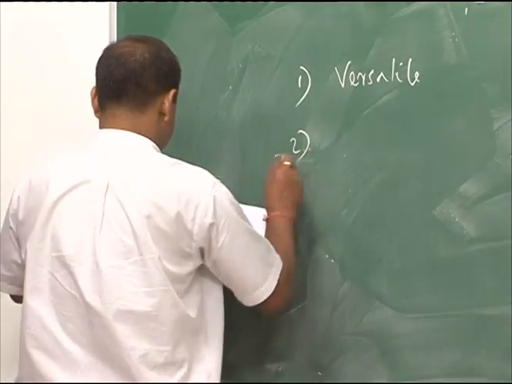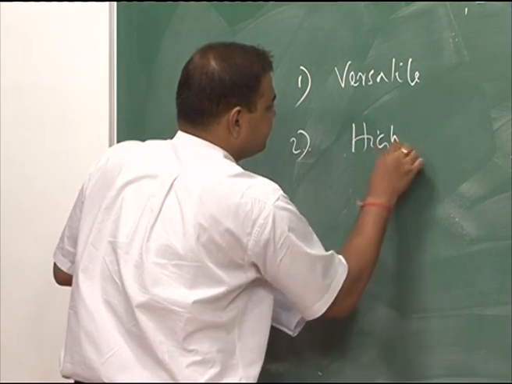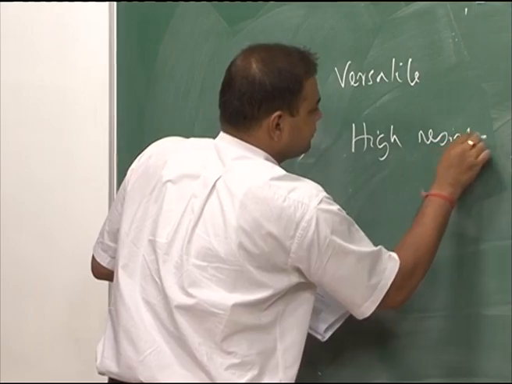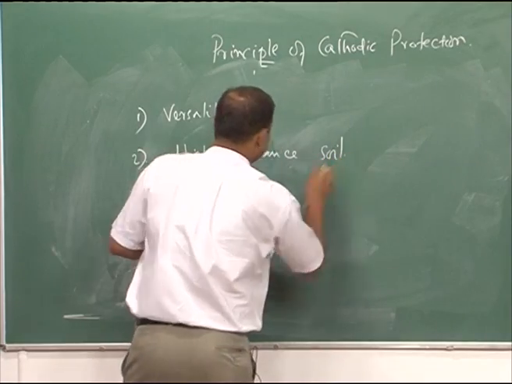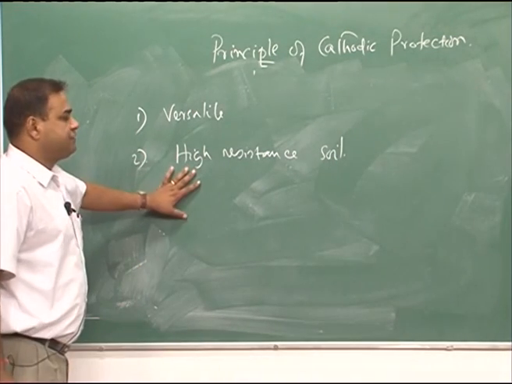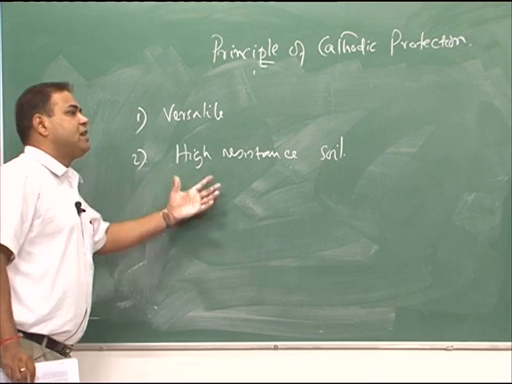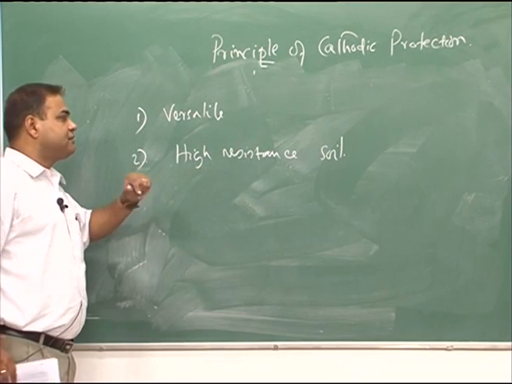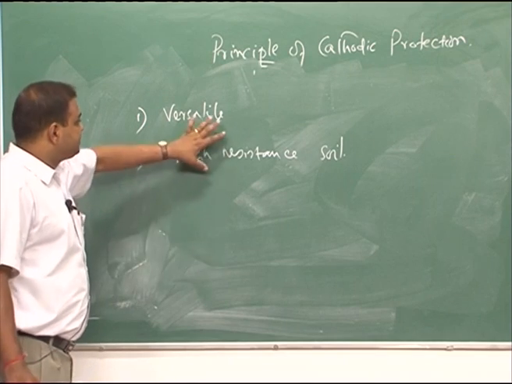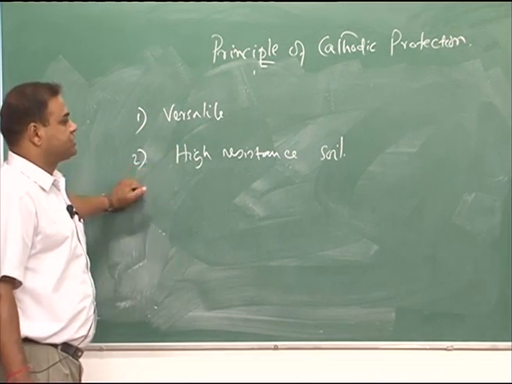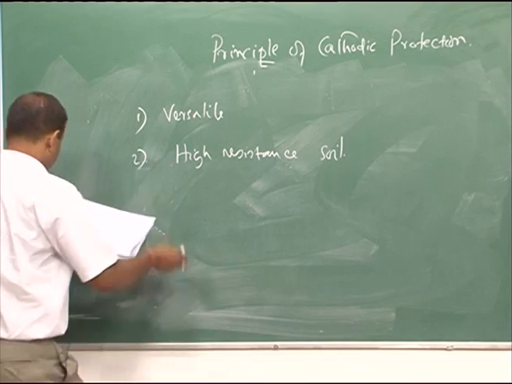Second is, it is also effective in high resistance soil. Okay. Very highly resistant soil. So, the resistance is very large, so the current flow would be less. Okay. There will be resistance to the current flow. There will be, but since we are supplying current from the outside source, we can control the current value and have a protection.